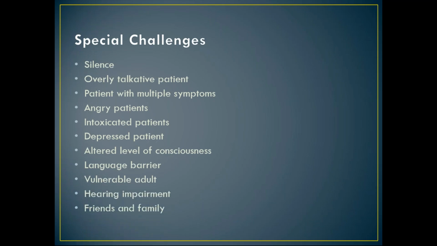Hearing impairment, and then also friends and family. Friends and family can pose a huge issue when you're trying to do a proper assessment because they might be chiming in with every question. So what you can do is take your partner or another rescue squad member, assign them to the family member and separate them a little bit, so that your partner is getting the history from the family members while you're gathering history from the specific patient.